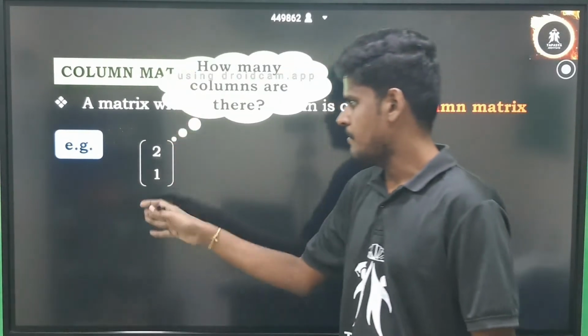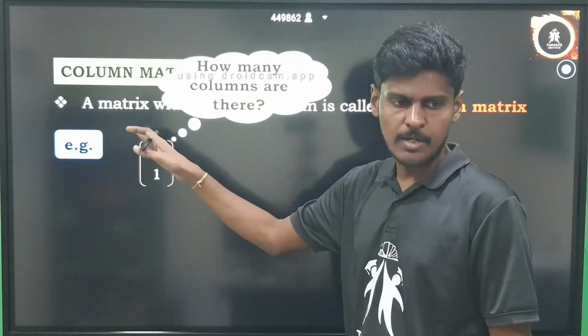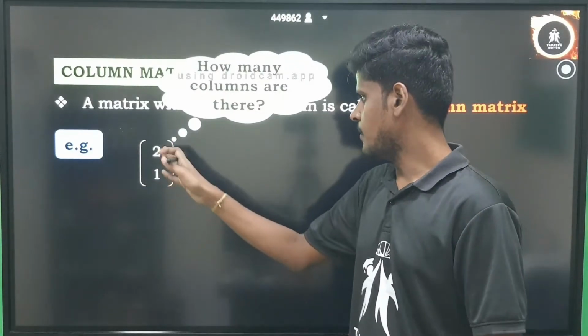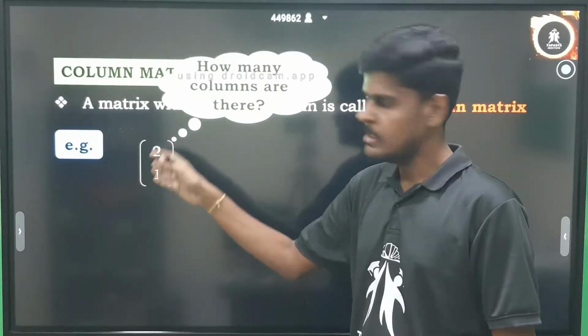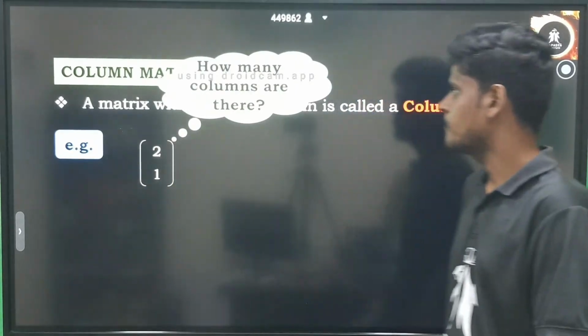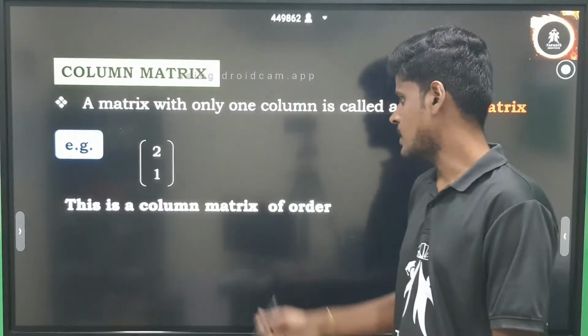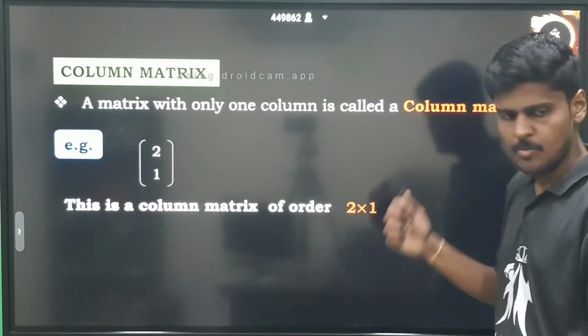This is a column matrix example. How many rows are there? 2 rows. How many columns are there? 1 column. So this is a column matrix of order 2 by 1. 2 rows and only 1 column. What is the order? 2 by 1. That's it.